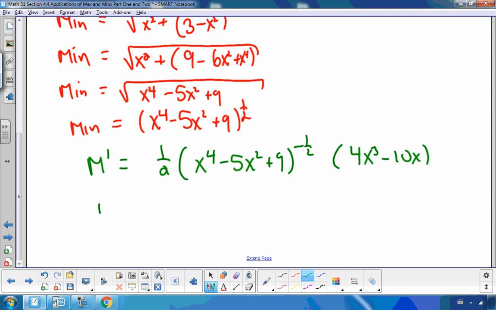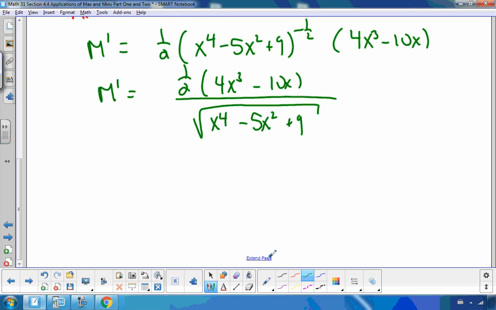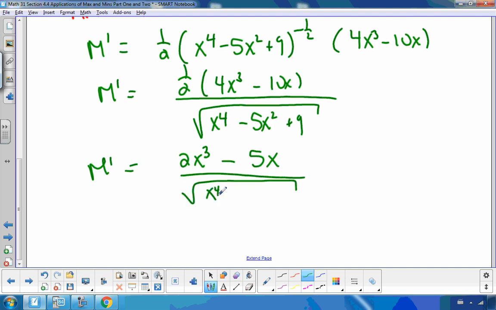Okay, so let's tidy this up a little bit. So I'm going to have 1/2 times 4x cubed minus 10x all over, in the denominator, the root of x exponent 4 minus 5x squared plus 9. Okay, so 1/2 of 4x cubed is 2x cubed, and 1/2 of 10x is 5x, all over the root of x exponent 4 minus 5x squared plus 9.